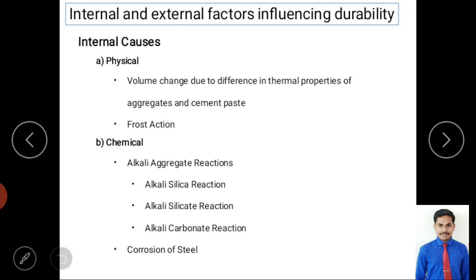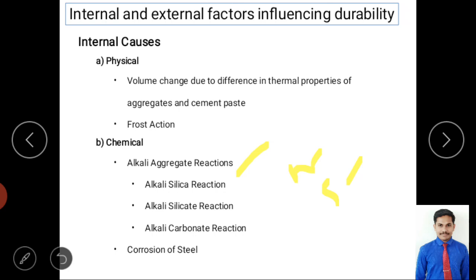So next we have chemical causes. Chemical causes mean reactions. I told you, alkali aggregate reaction. Alkali aggregate reaction means what? Alkaline of the cement, then silica of the aggregate. So alkaline of the cement and silica of the aggregate. Due to this reaction, it affects the durability. Some of the examples are alkali silica reaction. So alkaline means from where? It is from the cement. So silica from the aggregate. So next, alkali silicate reaction.